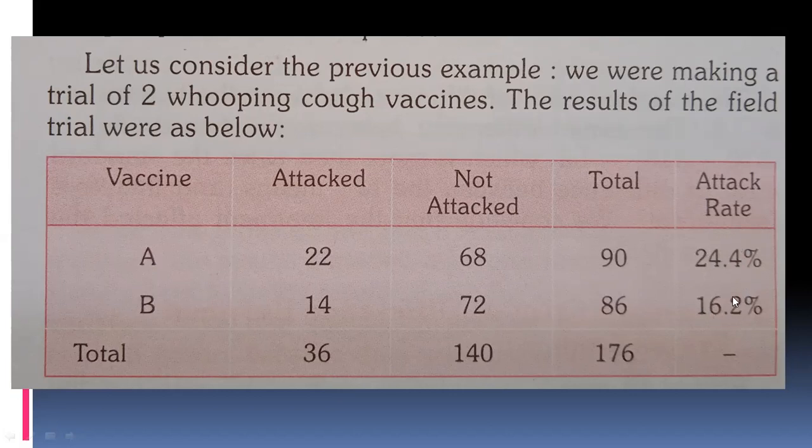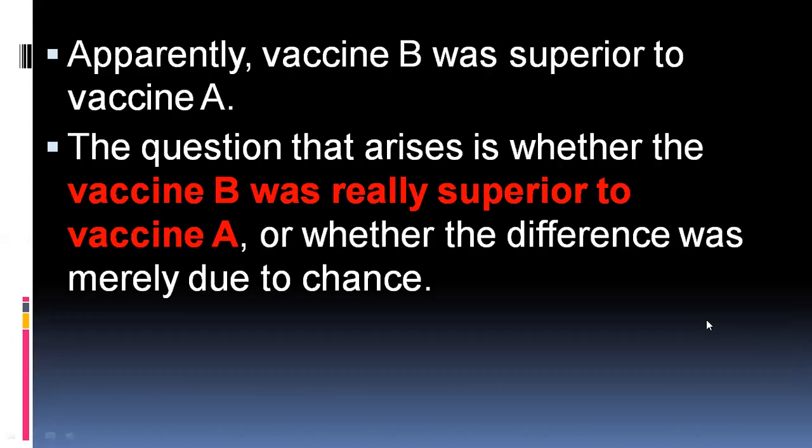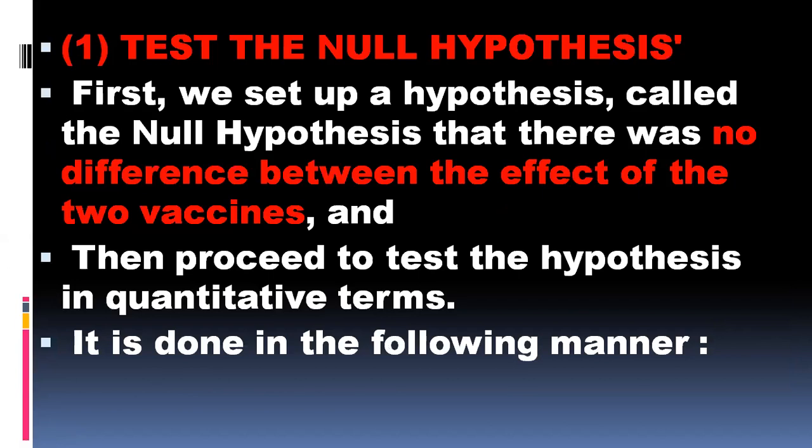But is it true statistically? So we apply the Chi-Square test to compare whether there is a significant difference between these two attack rates or whether it is the same. In this case, we find that vaccine B looks superior to vaccine A. Now let us test it by applying a Chi-Square test. Is this difference because of chance, or is vaccine B really superior to vaccine A? That will be tested with the help of Chi-Square.